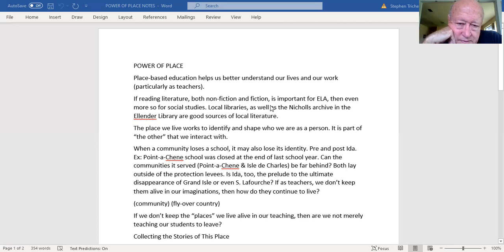So the way we gather, the way we socialize, is very much part of who we are. So place is very important to our own personal identities.